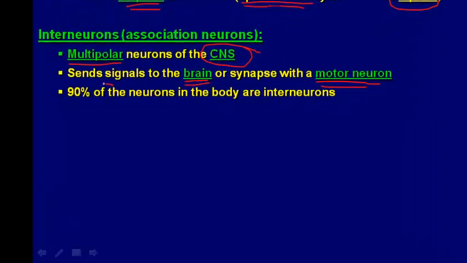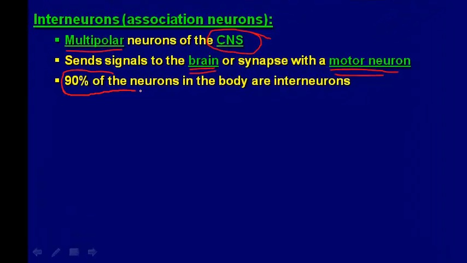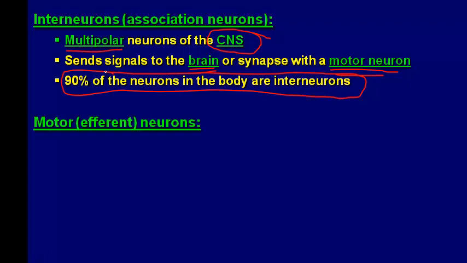90% of our neurons in the body are interneurons, because most of our brain and spinal cord is made up by interneurons.